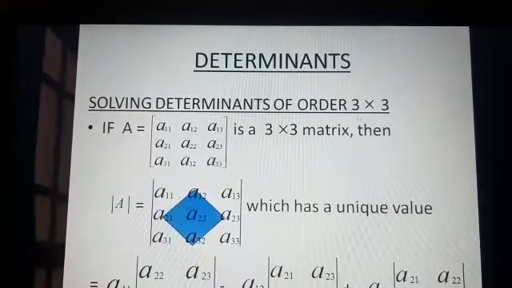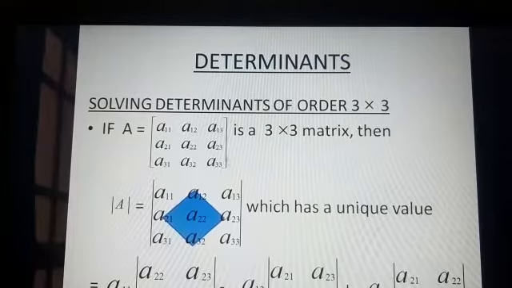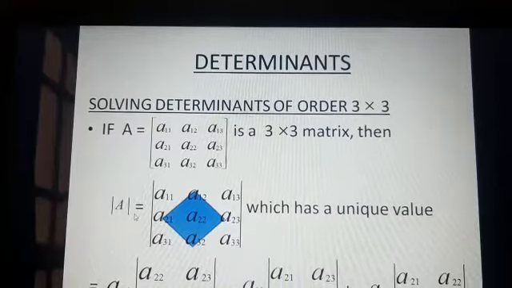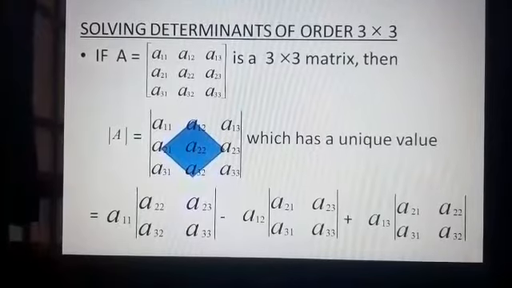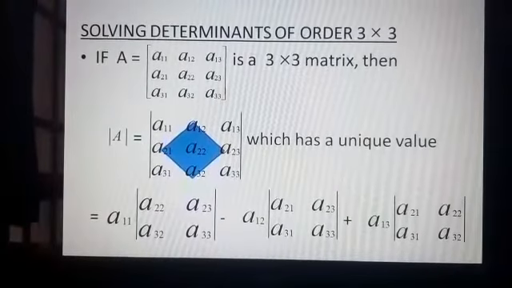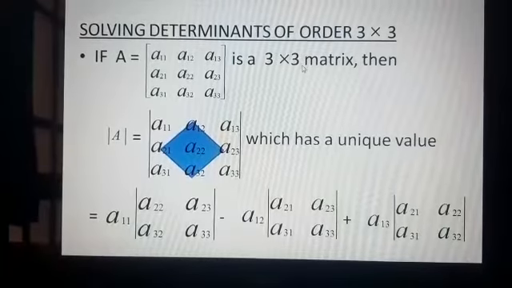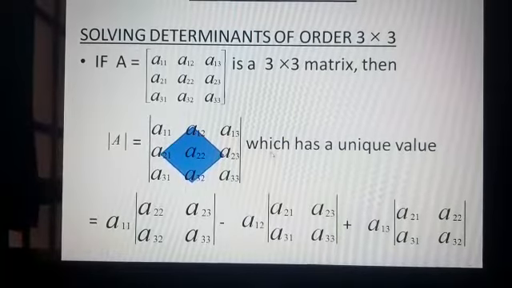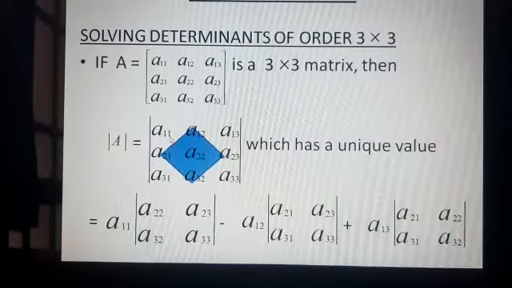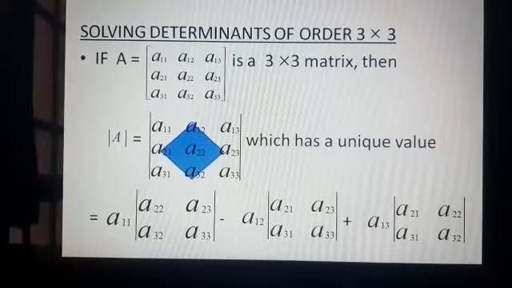To solve a 3 into 3 order determinant for a matrix A, which is a square matrix of order 3 into 3, again we can get the particular value by solving it along any row or any column. You can see here, this is a matrix of order 3 into 3, and its determinant is given, which has a unique value. To solve this, again we have to use the method of solving a 2 into 2 determinant.